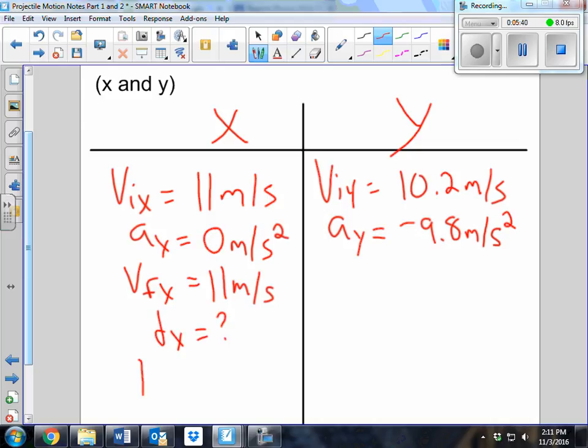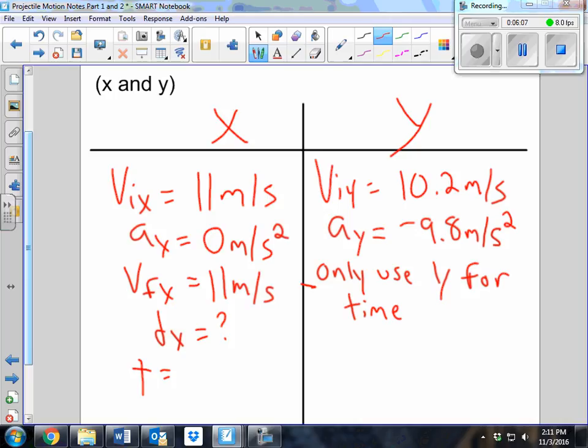We also don't know time, and time works in both axes, obviously, but remember that you only use y for time. We only use the y-axis to figure out time. Why? Because the acceleration due to gravity is what dictates how fast that object gets to the ground. Okay, so do we know anything else in the y?